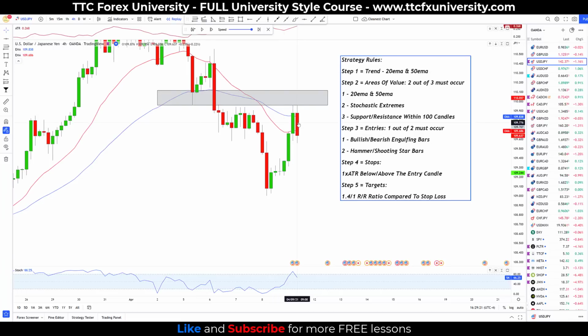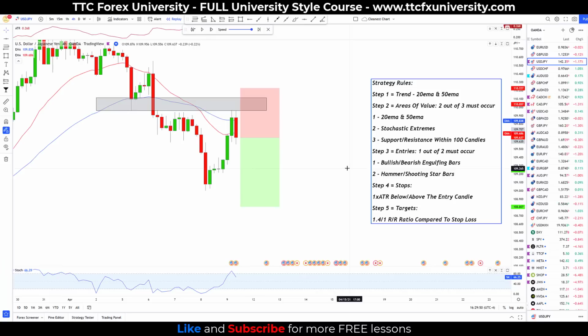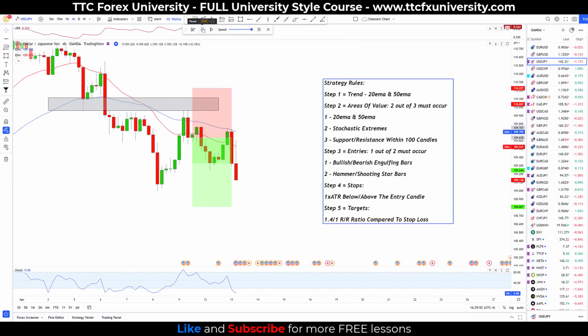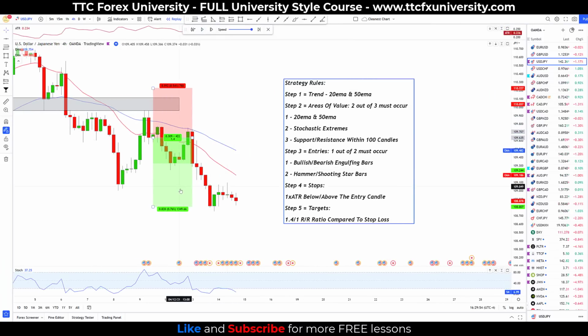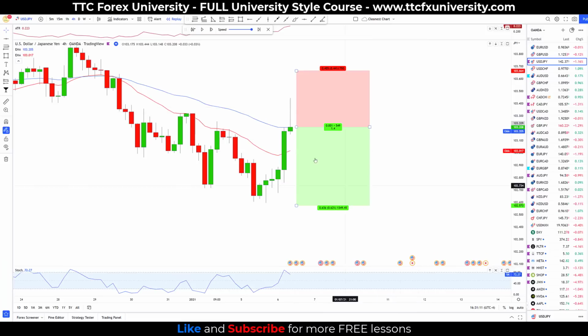And here we have that entry, which is a bearish engulfing bar. I'll go ahead and set up stops and targets. And this is what we would call the absolutely perfect setup for this trading strategy. And as a final example, here we have the perfect setup, right?